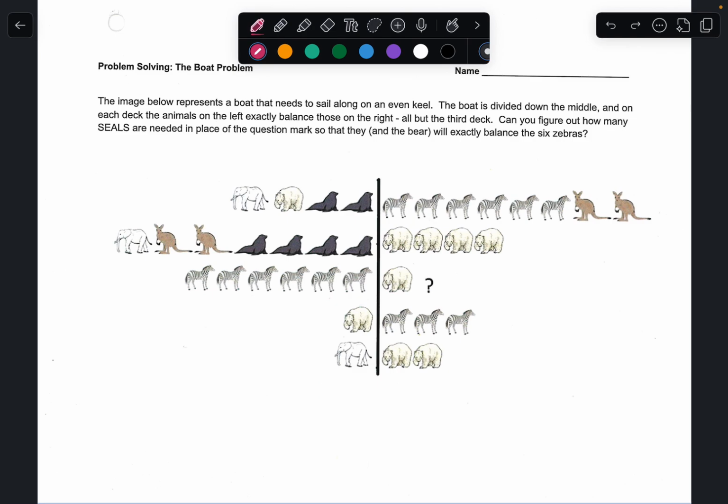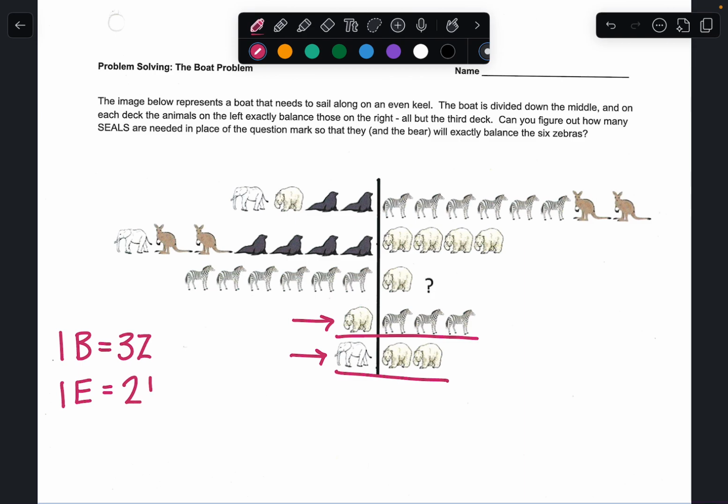Let's start with the simpler ones. Let's start with this one and this one first. So this first one right here tells me that one bear is the same as 3 zebras. We see that there. This one tells us that one elephant is the same as 2 bears.